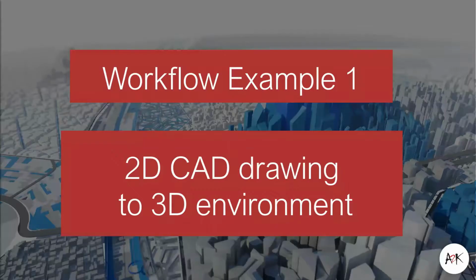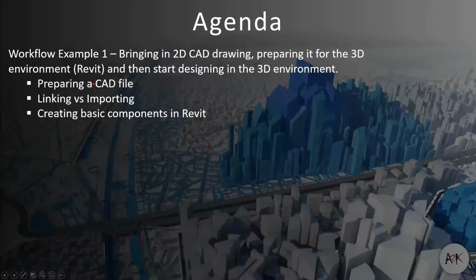Okay, perfect. First up is how we can effectively get our 2D drawing into the 3D environment so it's easy to work with once it's inside Revit. Key points there again: we're going to be preparing that CAD drawing, understanding some differences between linking and importing, and creating some basic components once we're inside Revit.